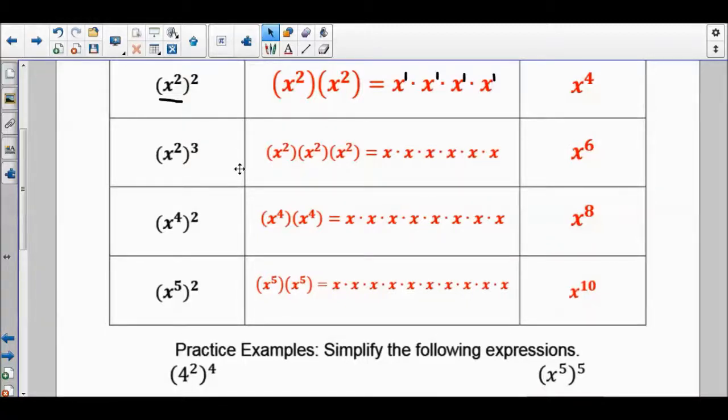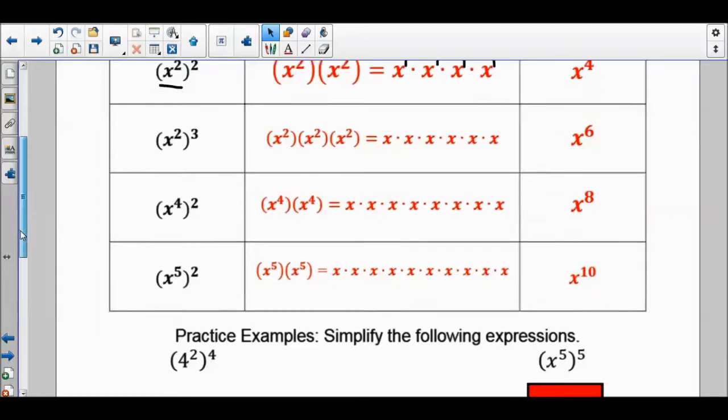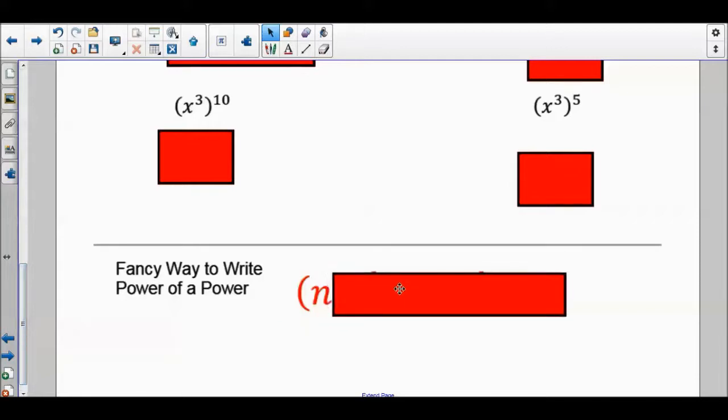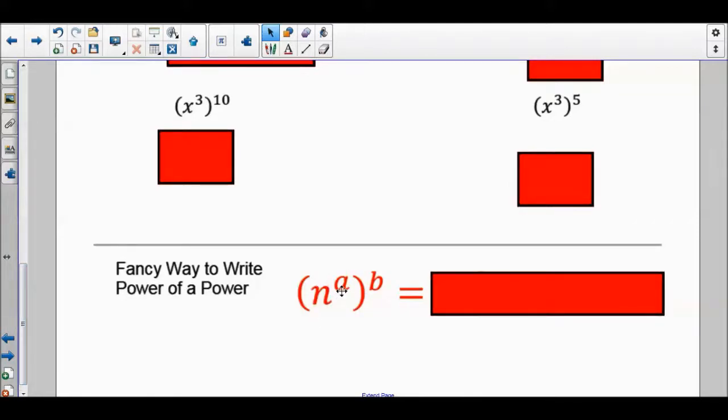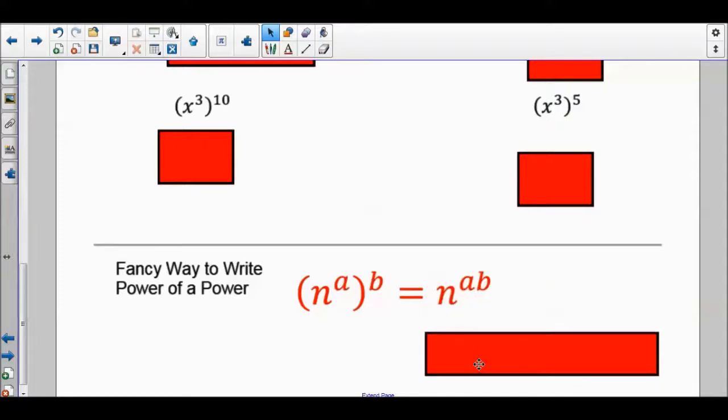So you may have noticed a pattern here. When we have an exponent raised to another exponent, instead of writing all these out and counting how many x's we have, all we have to do is multiply our exponents. 2 times 2 gave us an exponent of 4. 2 times 3 gives us an exponent of 6. 4 times 2 gives an exponent of 8. And 5 times 2 is an exponent of 10. So that's going to be our rule. If you go down to the bottom here, the fancy way to write this is, if we have n to the a raised to the b power, we're going to multiply a times b, and it's just going to look like n to the a times b.